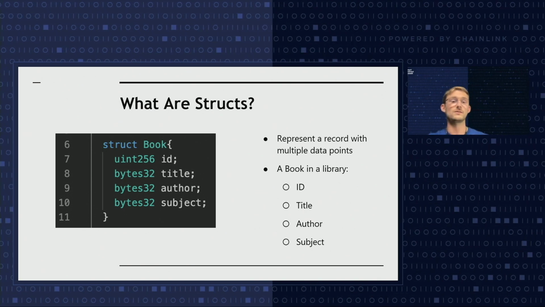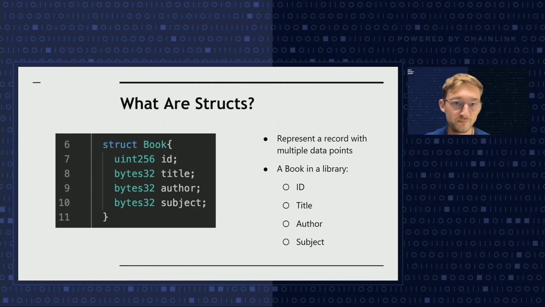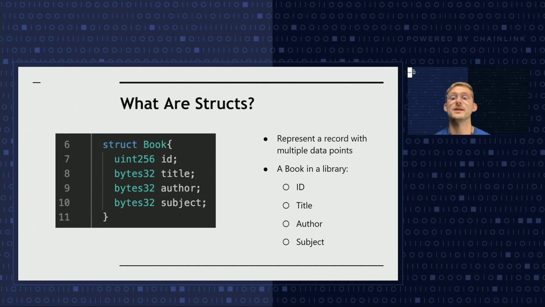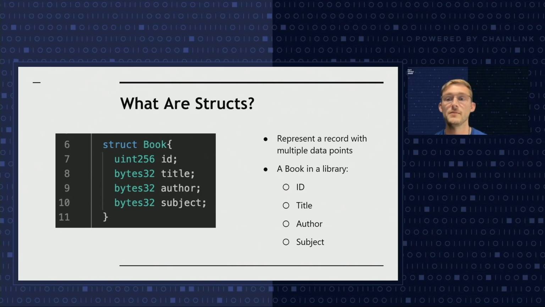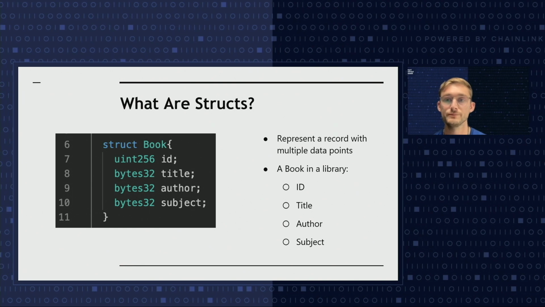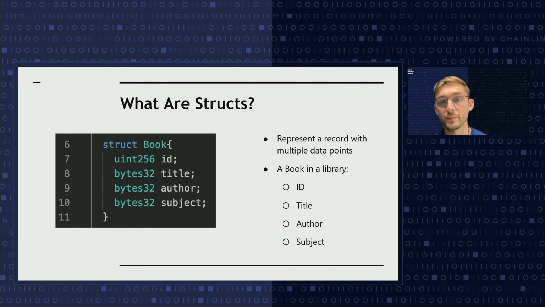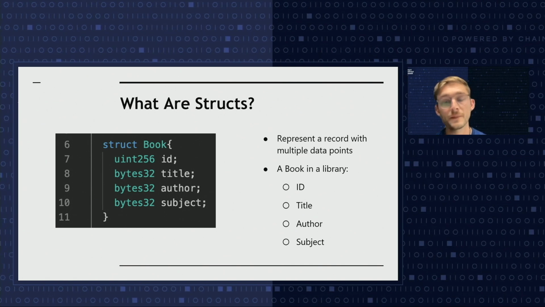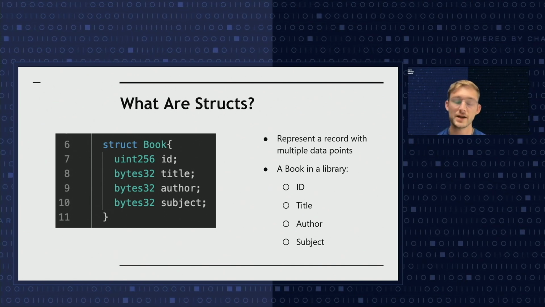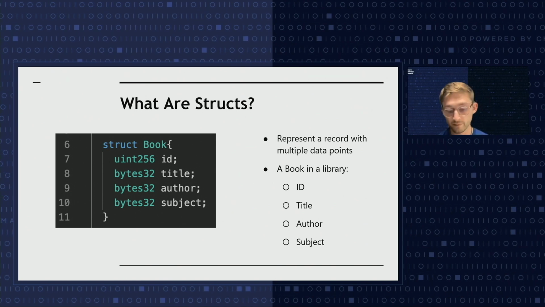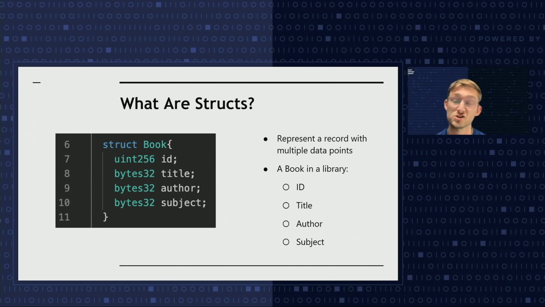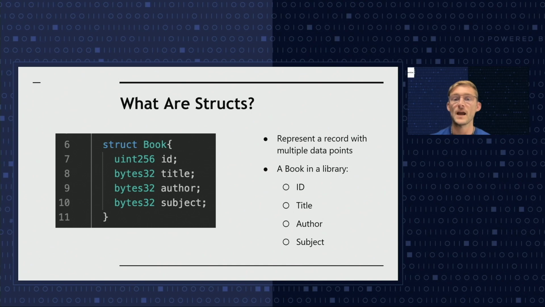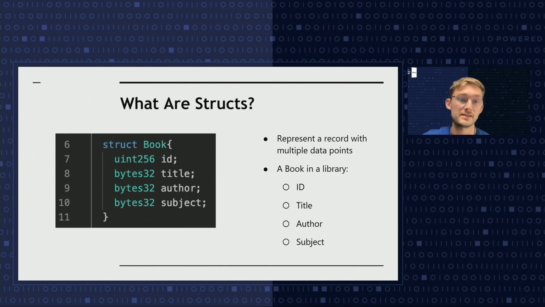Let's start with what the hell structs are. So structs represent records with more than one data point. Take this example of a book record in a library. It's got an ID, a title, an author, a subject, might have an edition number, whether it's hardback or softback. And this is what it might look like in Solidity on the left.